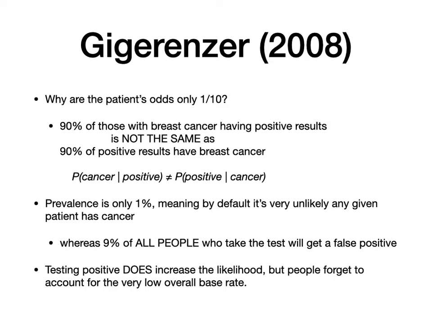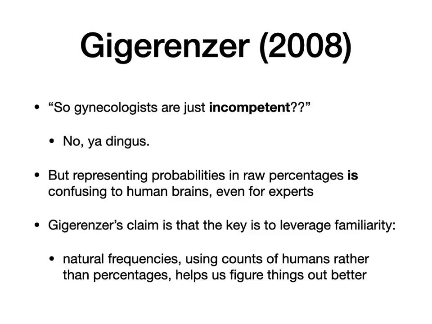Testing positive increases that likelihood, right? It zooms us into a place where it's no longer a 1% chance, it's this 10% chance. But people forget to account for these overall base rates. So, further, are gynecologists just incompetent? No. That's a dumb takeaway.